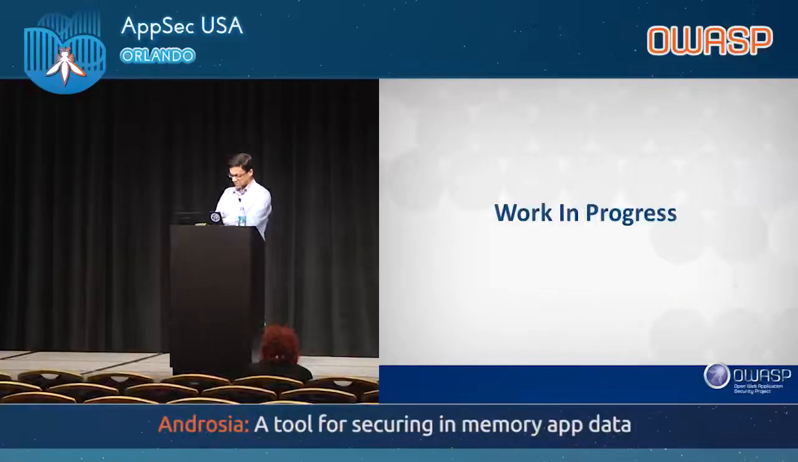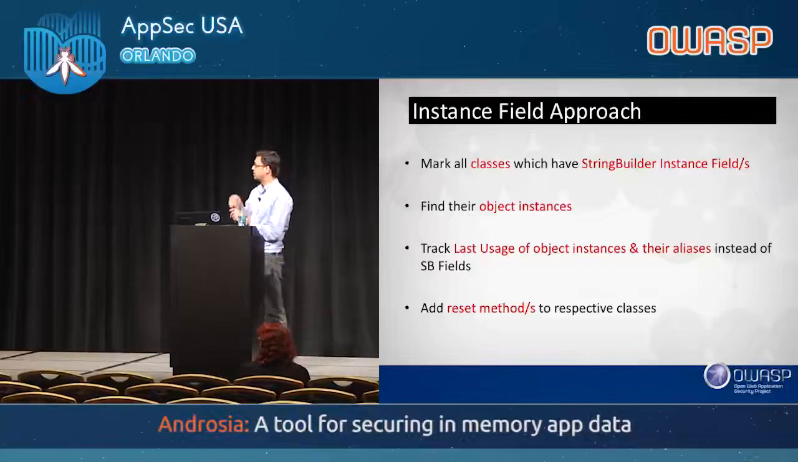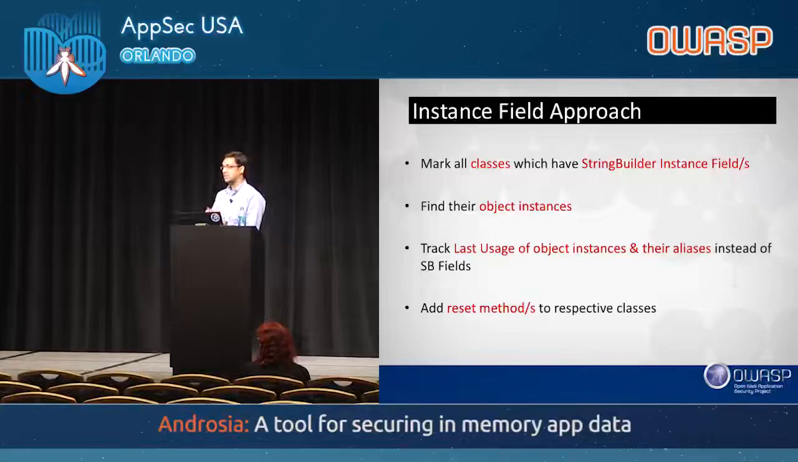So there are some work items that are ongoing. One is the instance field approach. I'm like 90% through it. The approach differs from the rest of the analysis in terms of the tracking of the objects. We are not tracking string builder objects directly here, but we track the objects of classes encapsulating the string builder instance fields. So we mark all classes which have string builder instance fields, find their object instances, and track the object instances rather than tracking the string builder fields themselves.